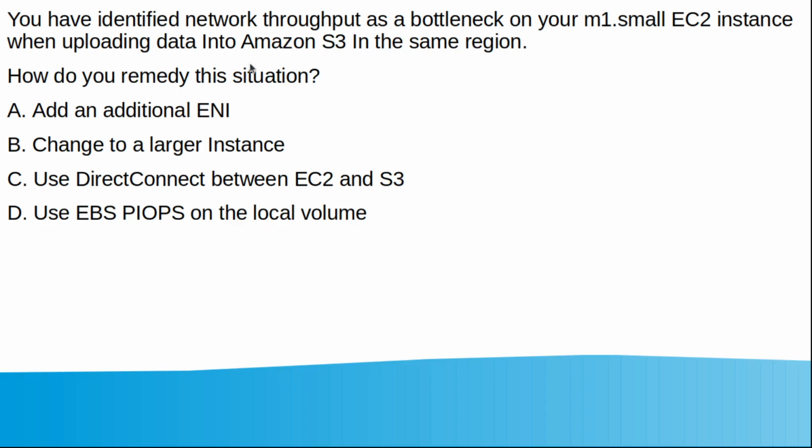You have identified network throughput as a bottleneck on your M1.small EC2 instance when uploading data into Amazon S3 in the same region. How do you remedy this situation? A. Add an additional ENI, Elastic Network Interface. B. Change to a larger instance. C. Use zero connect between EC2 and this S3. D. Use EBS PIOPS, provisioned IOPS on the local volume.